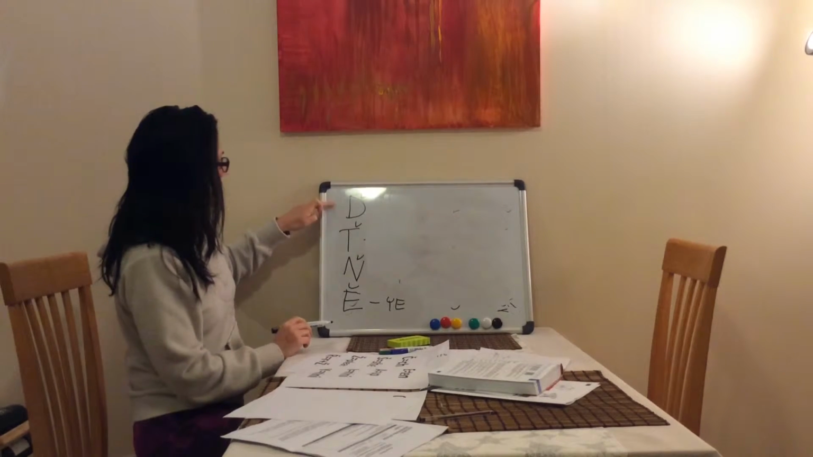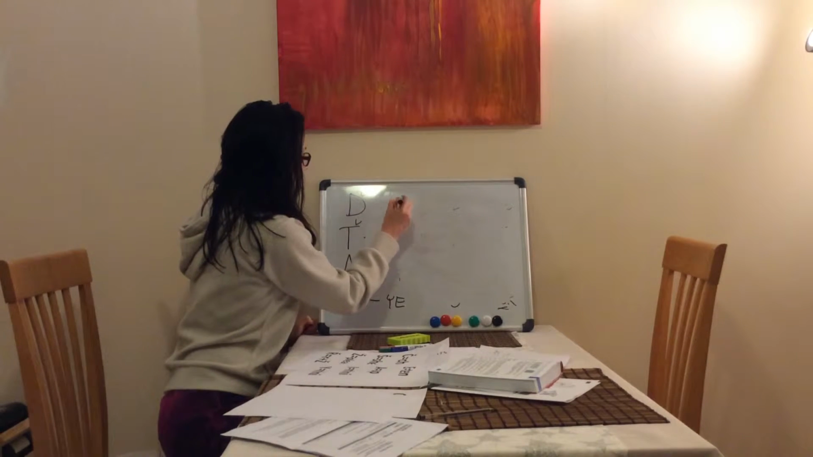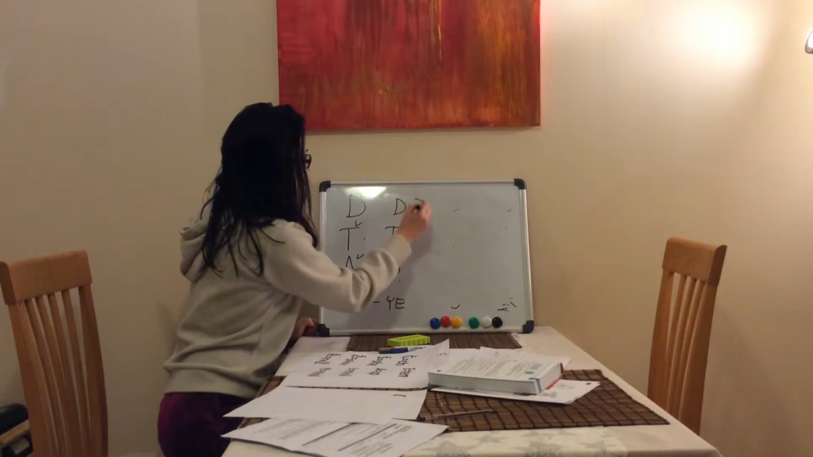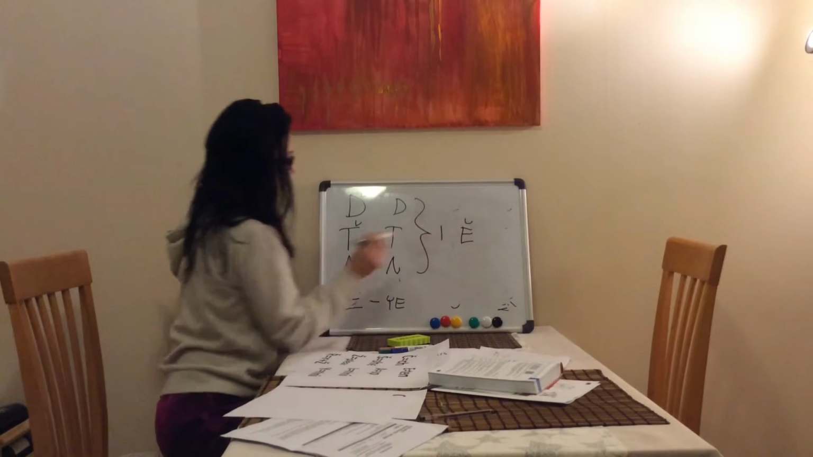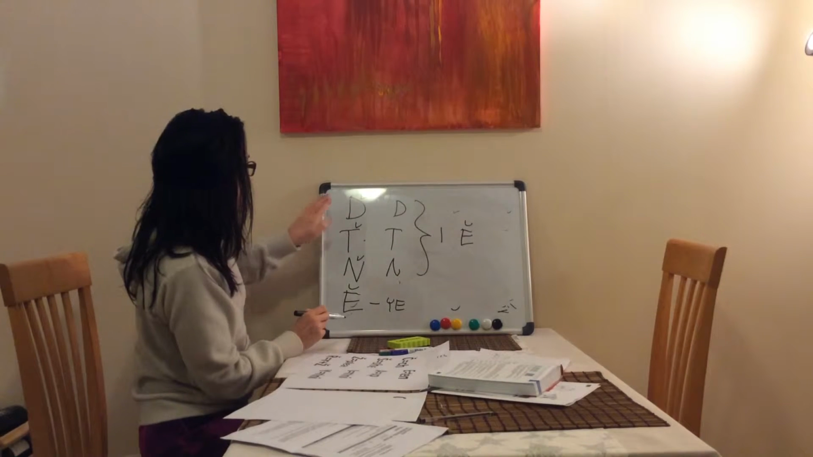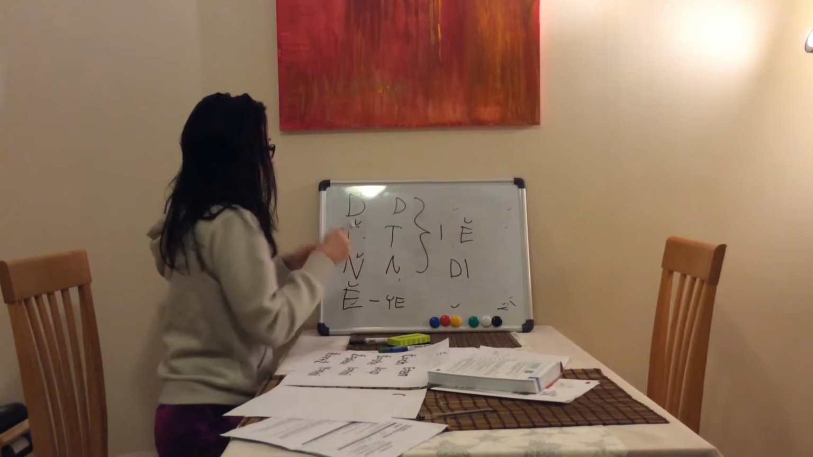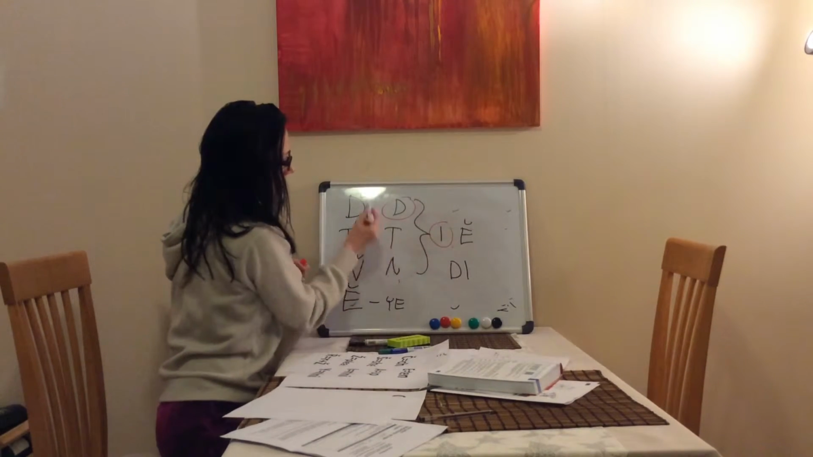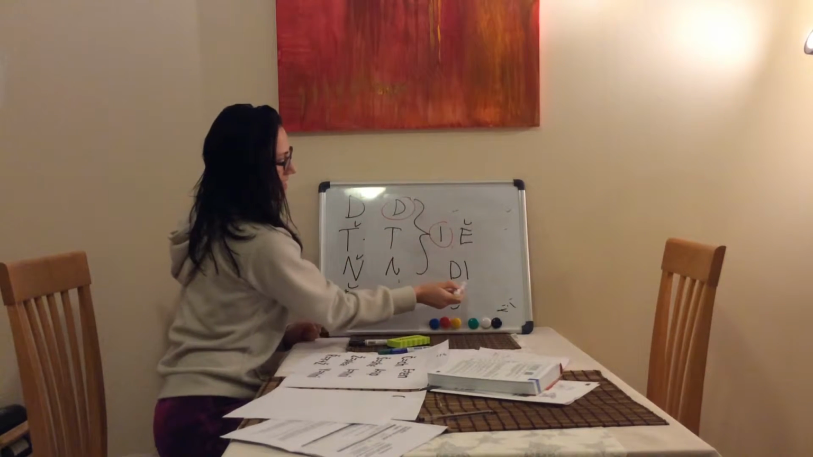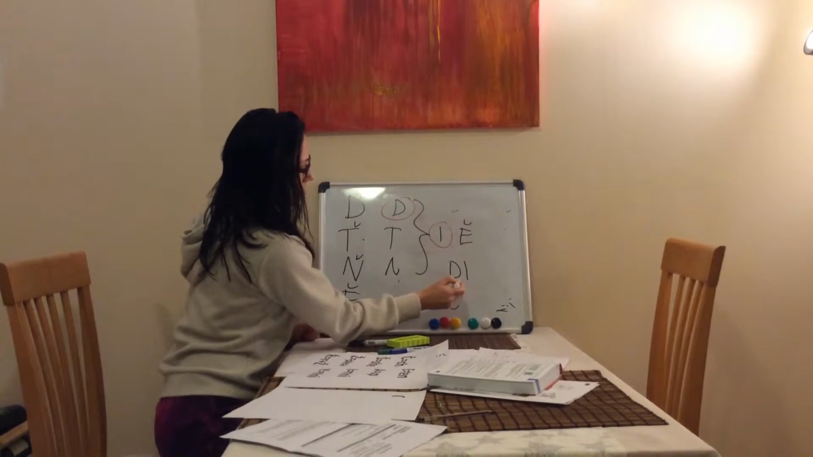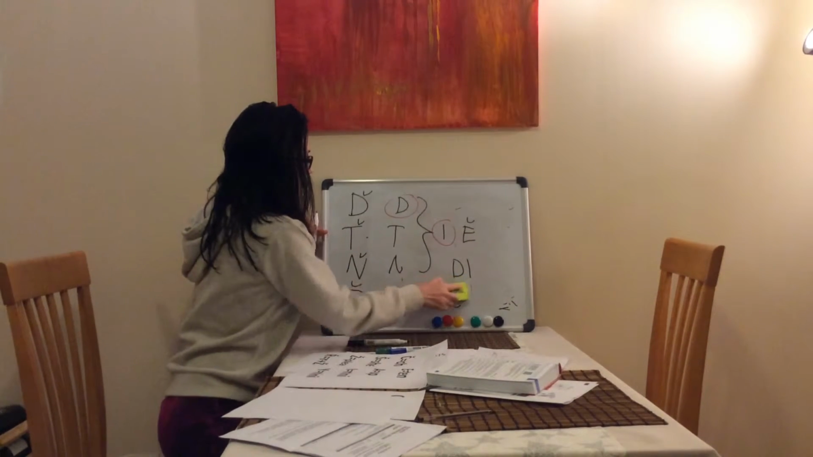Now, just to make it complicated, D, T, N can also change into the soft versions if the D, T, and N are followed by either I or E. So if you find somewhere, for example, D plus I, this will change to this, so that's J. So this changed to these sounds, J.